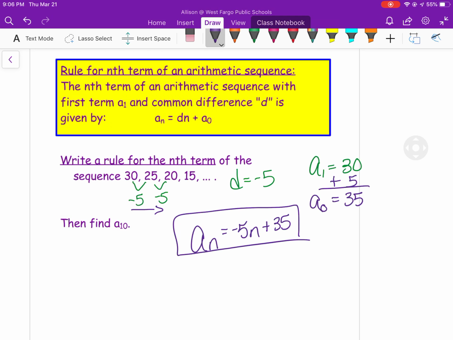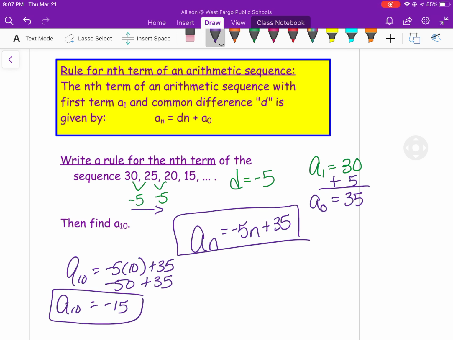Now if I want to find the 10th term, then I plug in 10 for n. So negative 5 times 10 plus 35. That's negative 50 plus 35, which is going to be negative 15. So the 10th term in this sequence is negative 15.